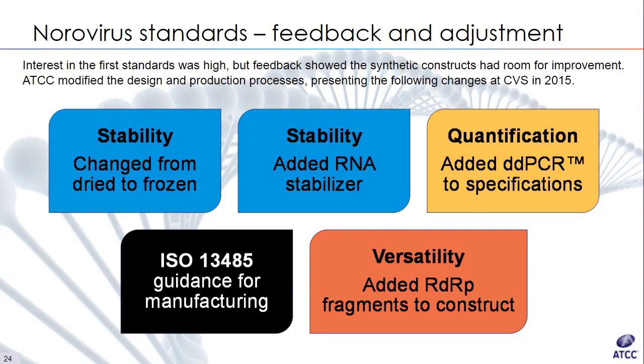First, the preservation format changed from dried to frozen, and an RNA stabilizer was added. These first 2 changes increased shelf life dramatically. The quantitation method was changed to droplet digital PCR for a more accurate copy count. Manufacturing with ISO 13485 guidance was adopted for laboratory operations. And last, the construct itself was expanded by adding a portion of the RNA-dependent RNA polymerase gene to increase the number of published primer sets that would bind.